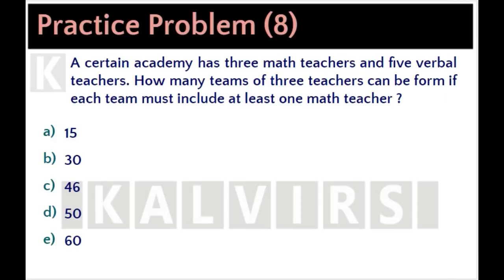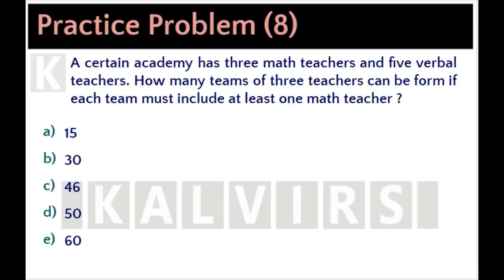A certain academy has 3 math teachers and 5 verbal teachers. How many teams of 3 teachers can be formed if each team must include at least 1 math teacher? Now, first of all, is the order of the teachers per team important? Now, since the order of the teachers is irrelevant, this problem involves combinations.